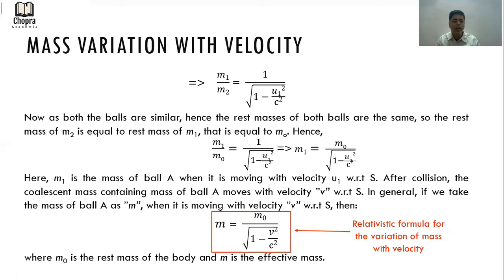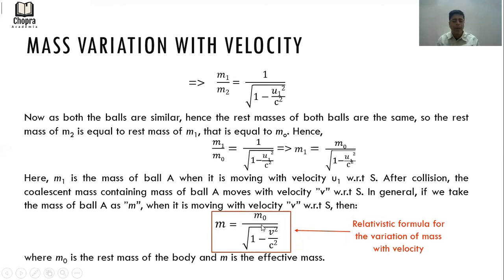After the collision, the coalescent mass containing mass of ball A moves with velocity v. That is what we have discussed earlier also. And hence you can replace the velocity u1 straight away with v. Then in general, if we take the mass of ball A as m, I get m1 equal to m. So I have the relativistic formula for variation of mass with velocity: m is equal to m0 by root of 1 minus v square by c square, where m0 is the rest mass of the body and m is the effective mass.